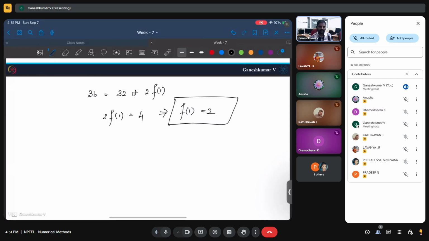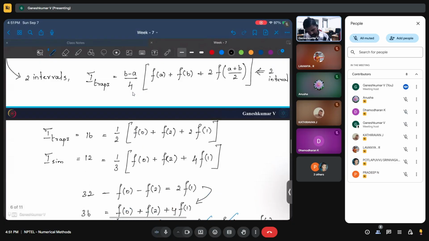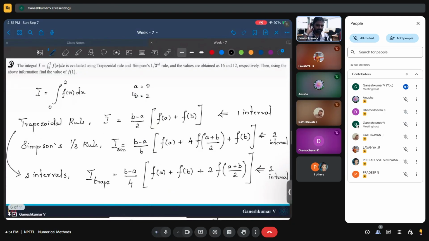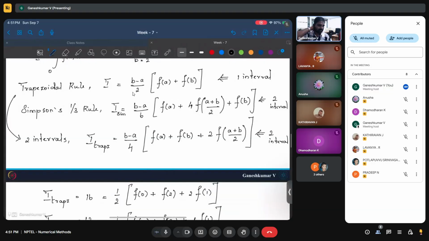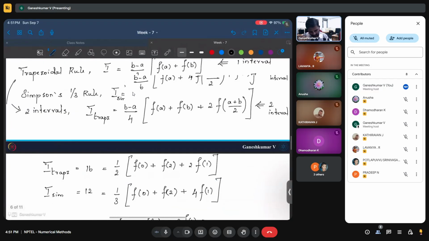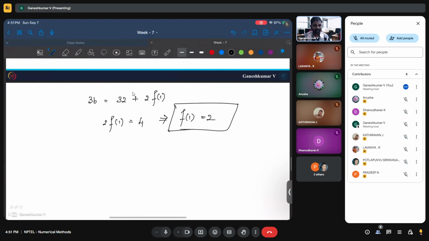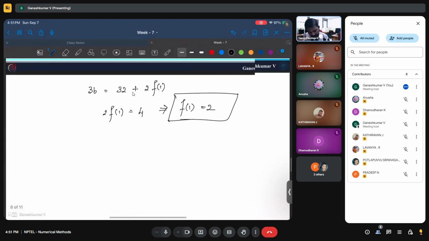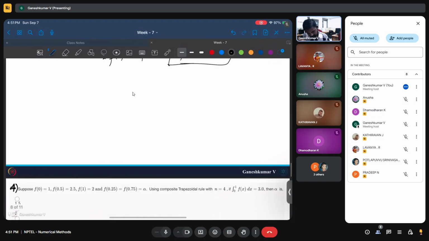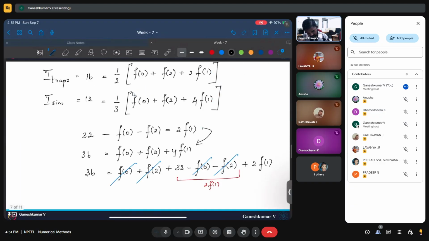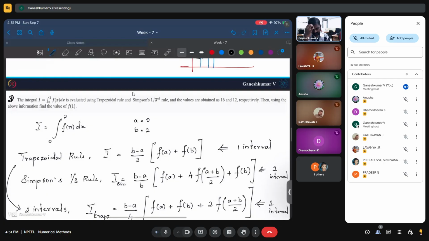So the whole point of this question is not to do integration, but to test whether you know the trapezoidal rule or Simpson's rule, whether you have a good understanding of it or not. These kinds of questions you can expect in some competitive exams maybe. All right, I hope it's clear. It's very simple.